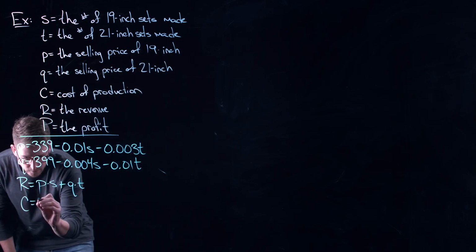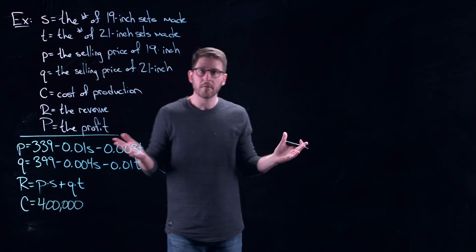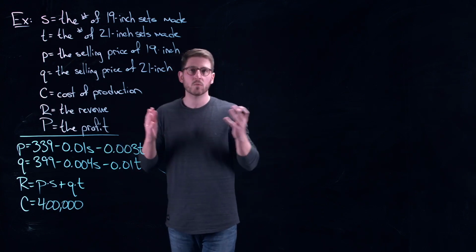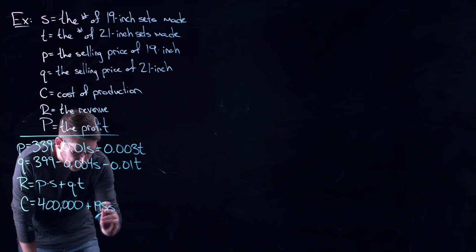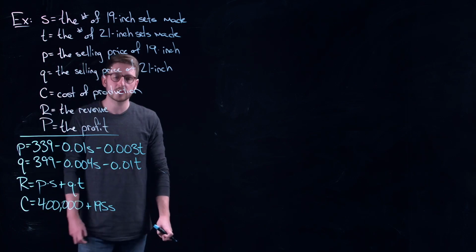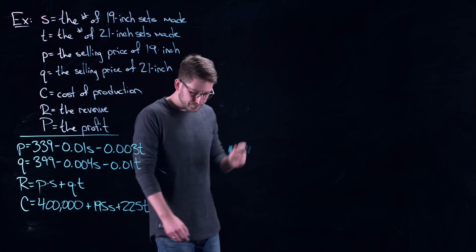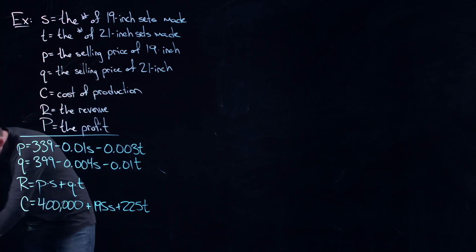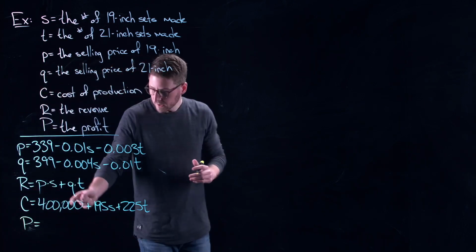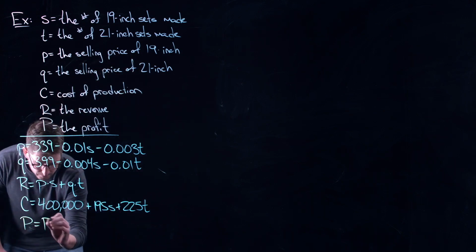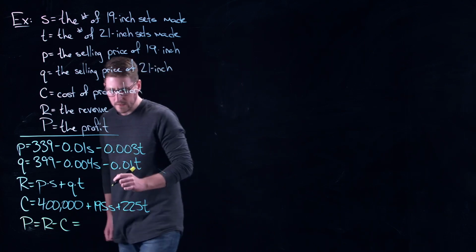Then the cost of production, we said there is a $400,000 base rate for producing these things, just right off the bat, right? That could be employee salaries, it could be just opening the factory, whatever it happens to be, $400,000 base price. Plus 195S, so $195 per 19-inch set that's made, plus 225 per 21-inch set. And this all goes together to make one heck of a profit function, okay? So the profit function is going to be the revenue minus the cost, which we can put all of this information together. And let's take a look at what it's going to be.